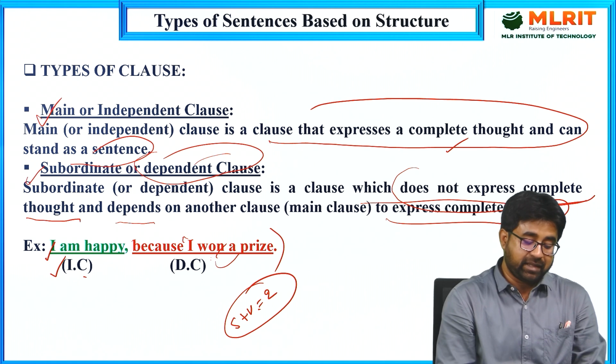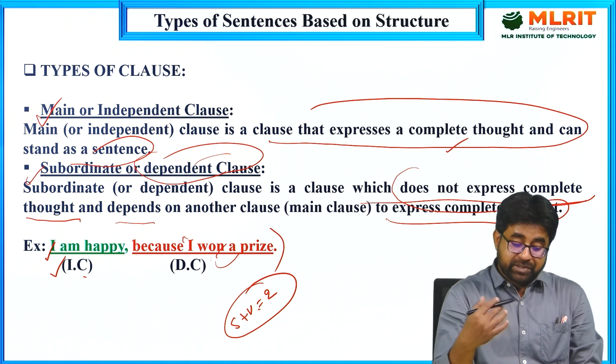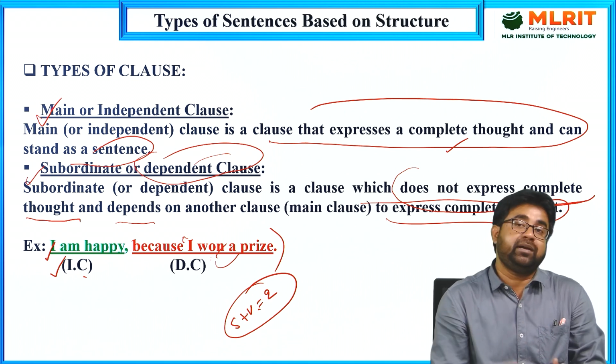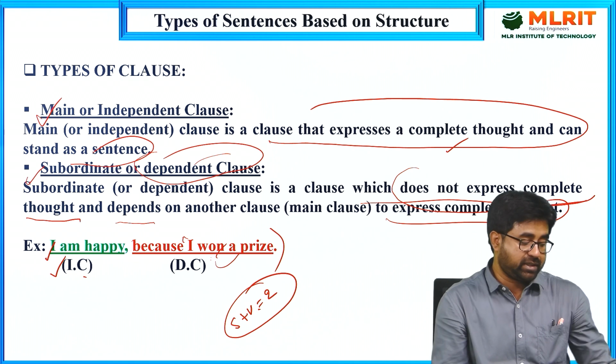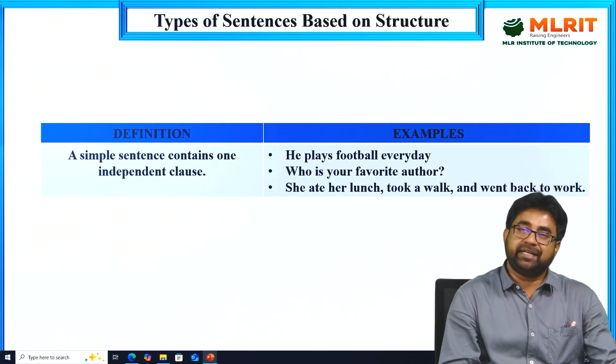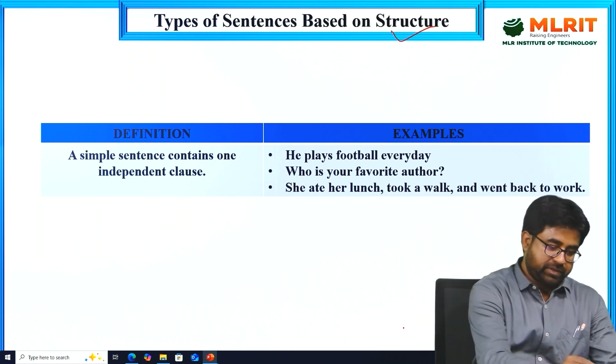Please do understand that you need to have a clear understanding of what is an independent clause and what is a dependent clause. Based on that only you would be able to identify or formulate different kinds of sentences as per their structure. So yes, we got to know about dependent clause and independent clause. Now we will see different types of sentences based on their structure, right? So the first one is a simple sentence.